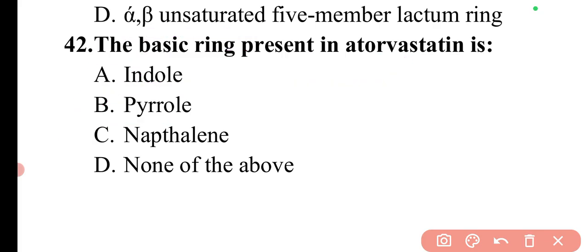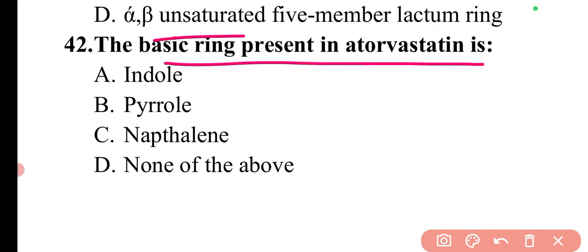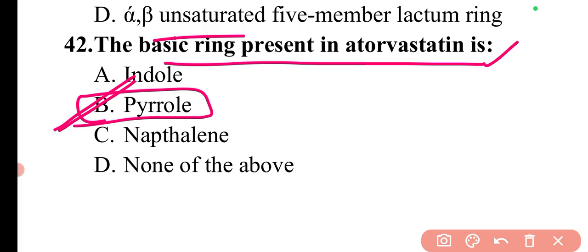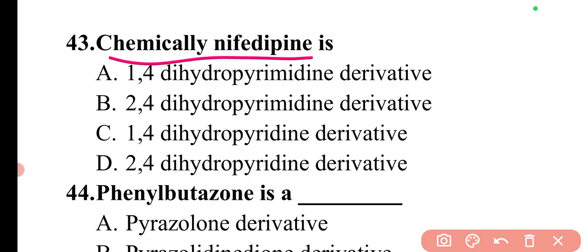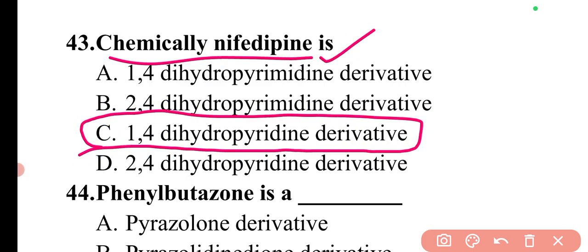Then the next question is, the basic ring present in atorvastatin is. Atorvastatin is again a drug related to the cardiovascular system. These are the anti-hyperlipidemic drugs. So atorvastatin is an HMG-CoA reductase inhibitor, and the basic ring present in this is pyrrole. So here option B is correct. Next question is, chemically nifedipine is. So chemically nifedipine is a 1,4-dihydropyridine derivative. So here option C is correct.